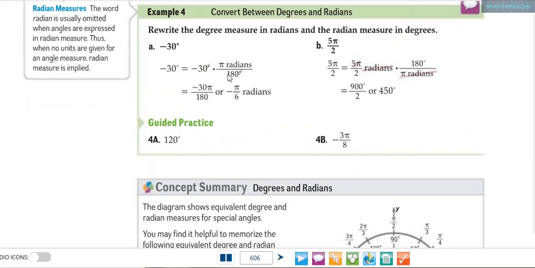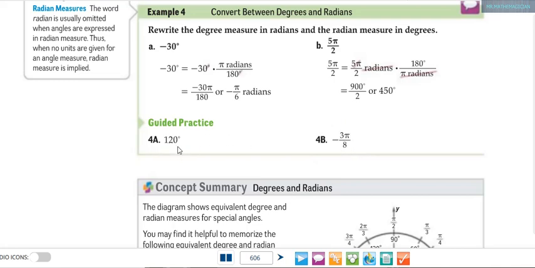Guided practice. Rewrite the degree measure in radians and the radian measure in degrees. It means if I give you the degree, you give me the radian; I give you the radian, you give me the degree. Of course, any angle expressed in pi is already in radians, so there's no need to mention it.